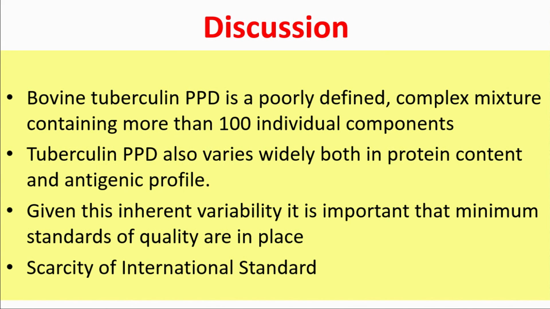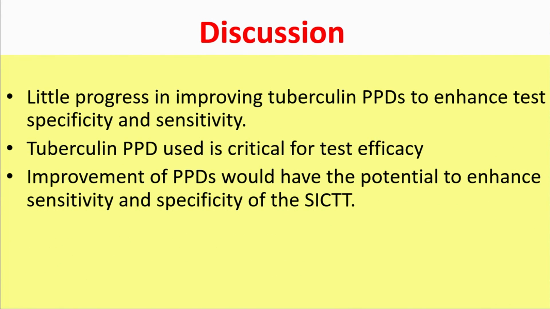So, my discussion then is that just to remember that bovine PPD is a poorly defined complex mixture containing over 100 individual components. It varies very widely in protein content and antigenic profile. And this gives inherent variability. And given that, it's therefore very important that standards are in place. And I also emphasize the scarcity of the international standard. There has been little progress in improving tuberculins, and test specificity and sensitivity therefore haven't really improved over the years. But tuberculin itself is critical for test efficacy. Improvement of tuberculin PPDs would have the potential to enhance sensitivity and specificity of the skin test.